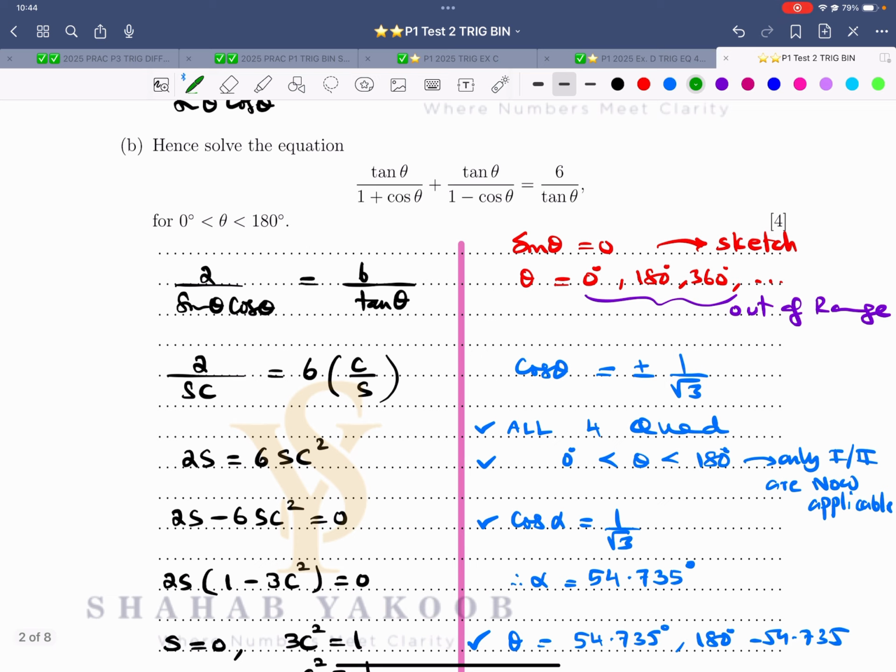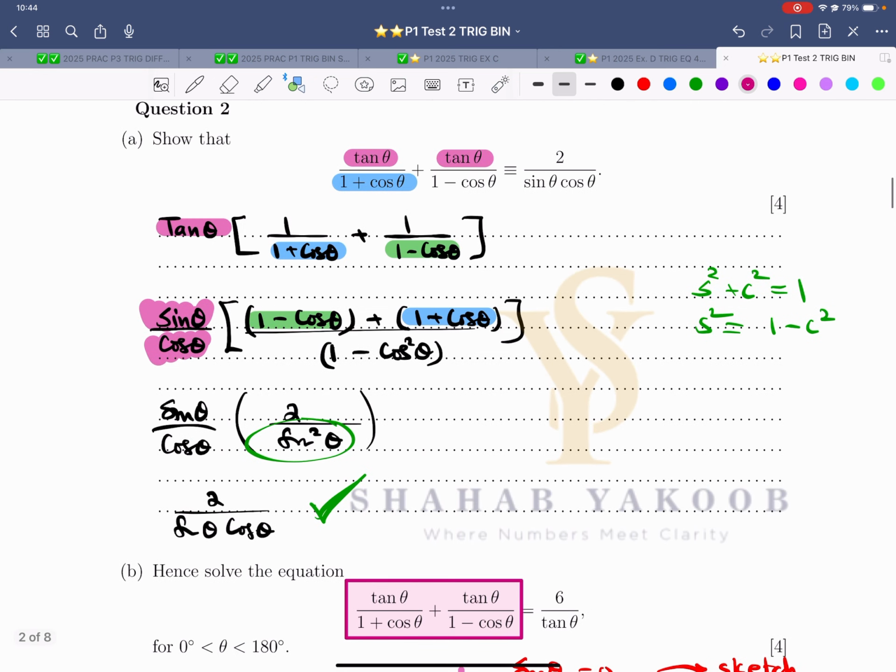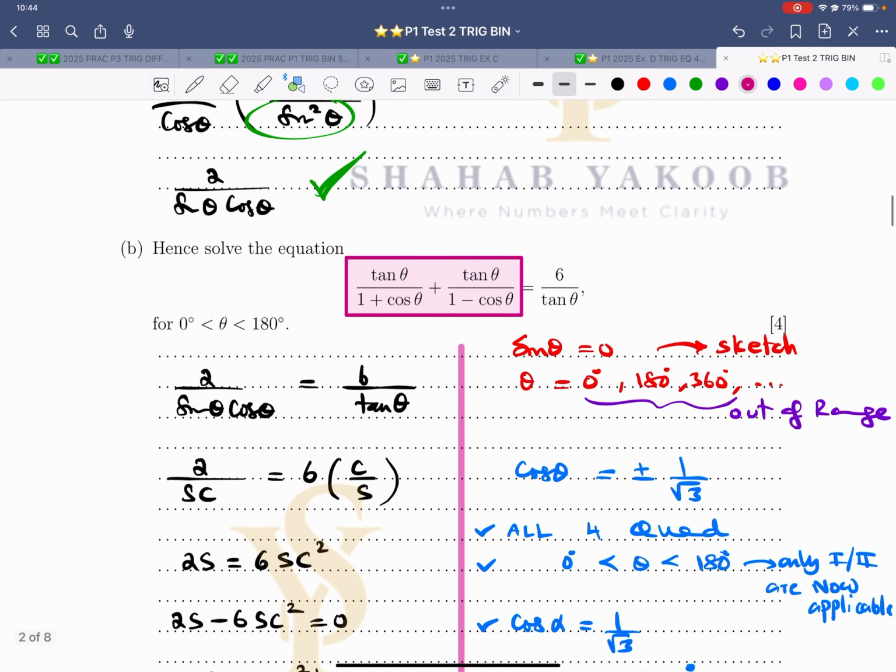Hence solve this equation. Now this equation that is right over here, the left hand side of this equation, isn't this the same thing as this thing over here? That is what you have proven. So therefore 2 over sine theta cos theta is replaced, and this is equal to 6 over tan theta.